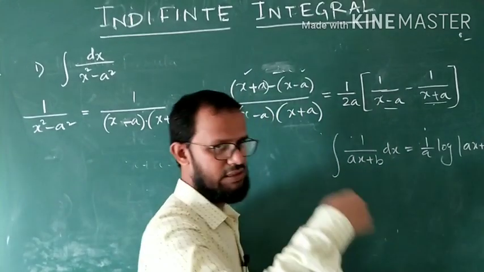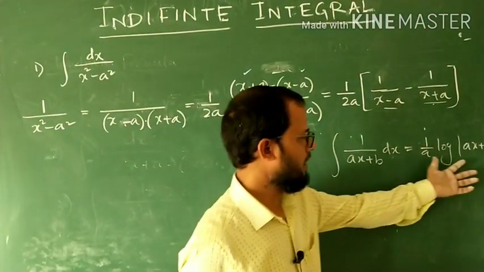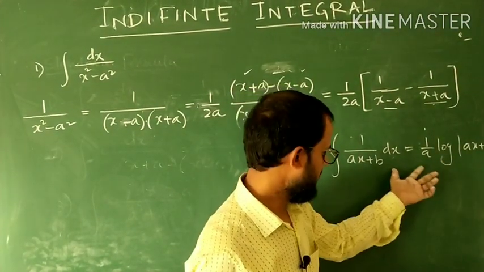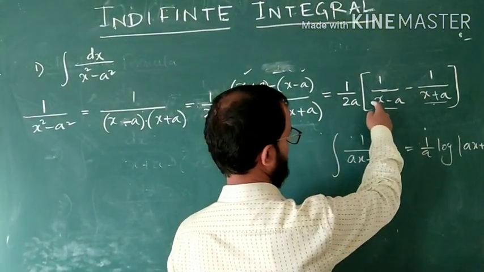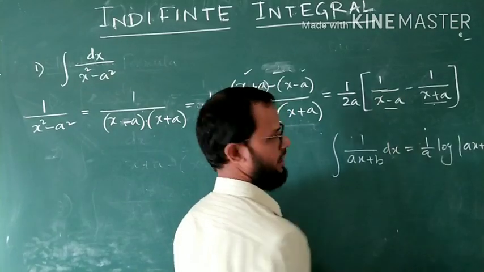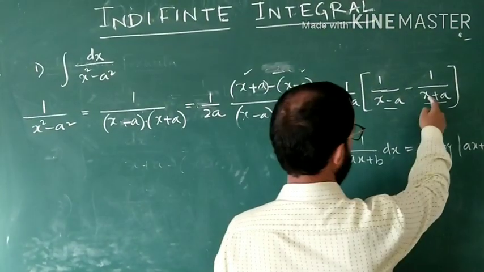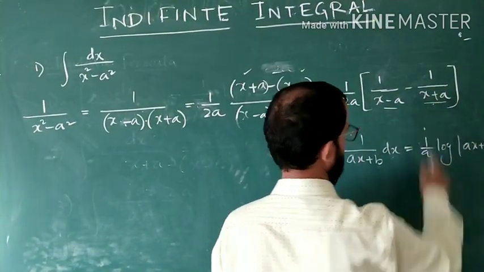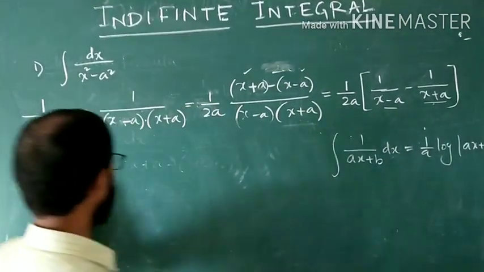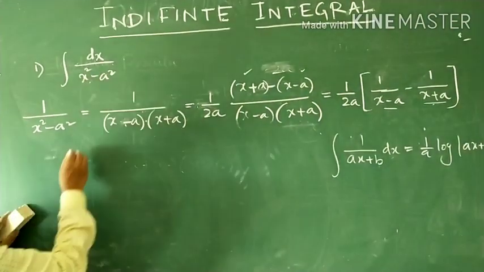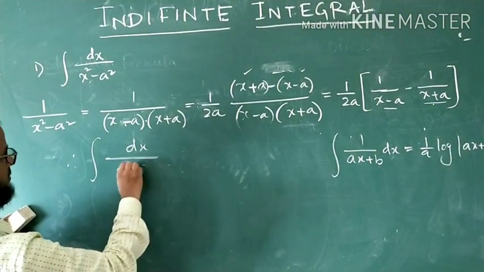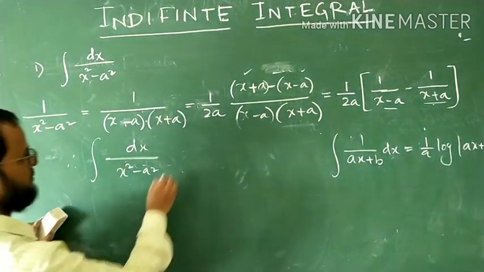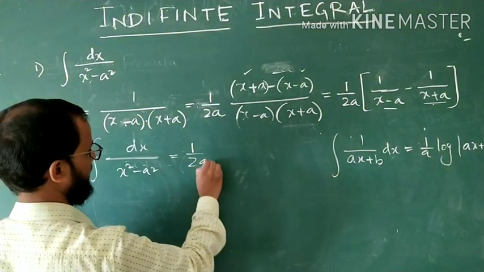So this plus c. Then what is your ultimate result? This particular formula will be applied here. What is the coefficient of x? It is 1, and the value of b is minus. What is the coefficient of x? It is 1, and the value of b is plus. So you can utilize this. Finally, your integration, this one. Therefore, integration of dx by x square minus a square is equal to 1/2 a.